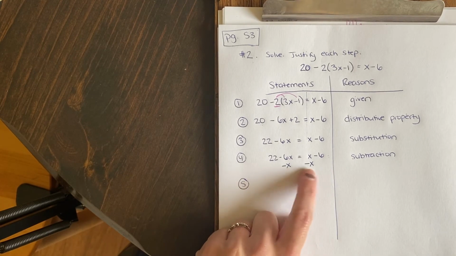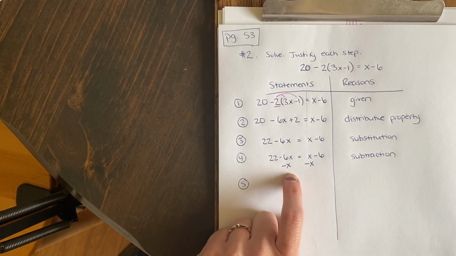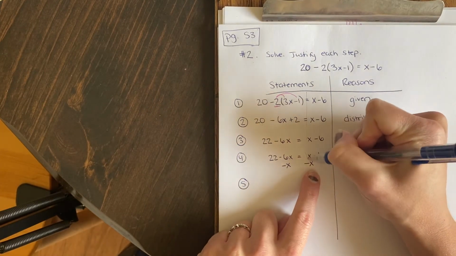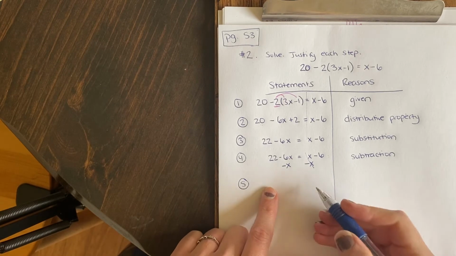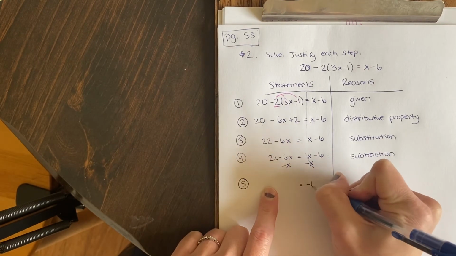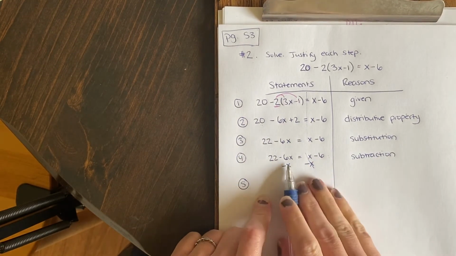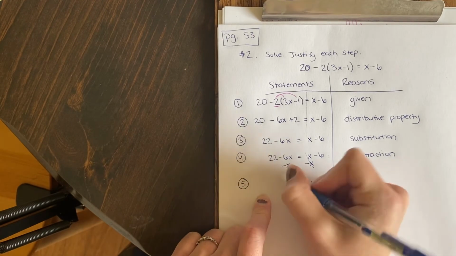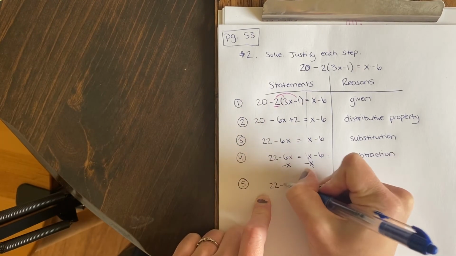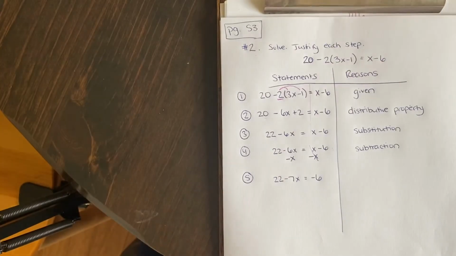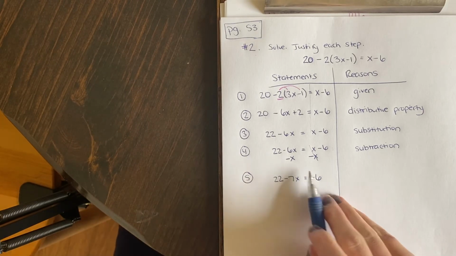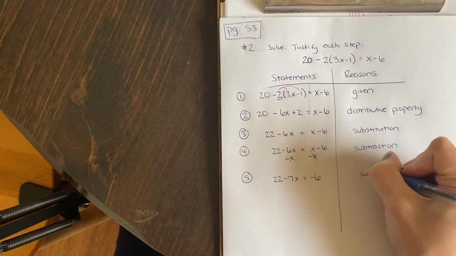I'm going to go ahead and simplify this. So we know that when we do x minus x, that cancels. And so I'm left with -6 on the right. -6x minus 1x gets me -7x. And so I simplified, so I used substitution.